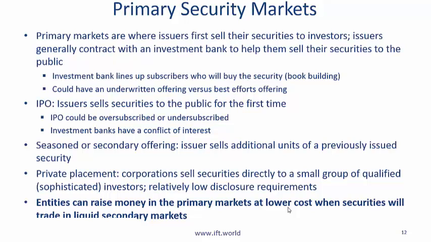In an IPO, issuers sell securities to the public for the first time. The IPO could be oversubscribed or undersubscribed. An oversubscribed IPO, which is also called a hot IPO, which keeps coming up in ethics, is a scenario where the number of investors who want shares exceeds the number of shares. So in that case, the expectation is that the price will go up. So the demand is higher than the supply, so you will expect the price to go up. In an undersubscribed scenario, the demand is less than the supply of shares.